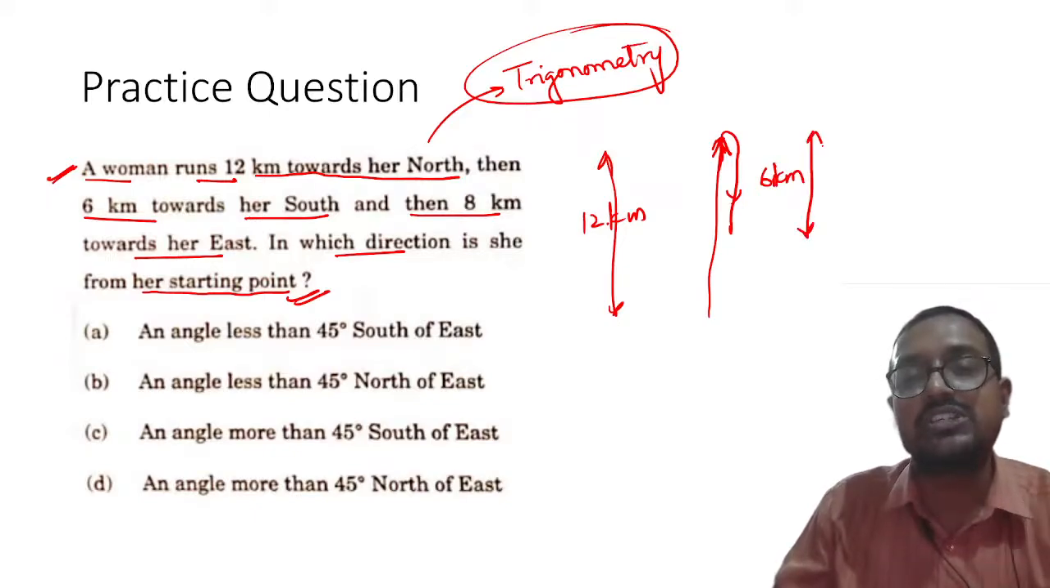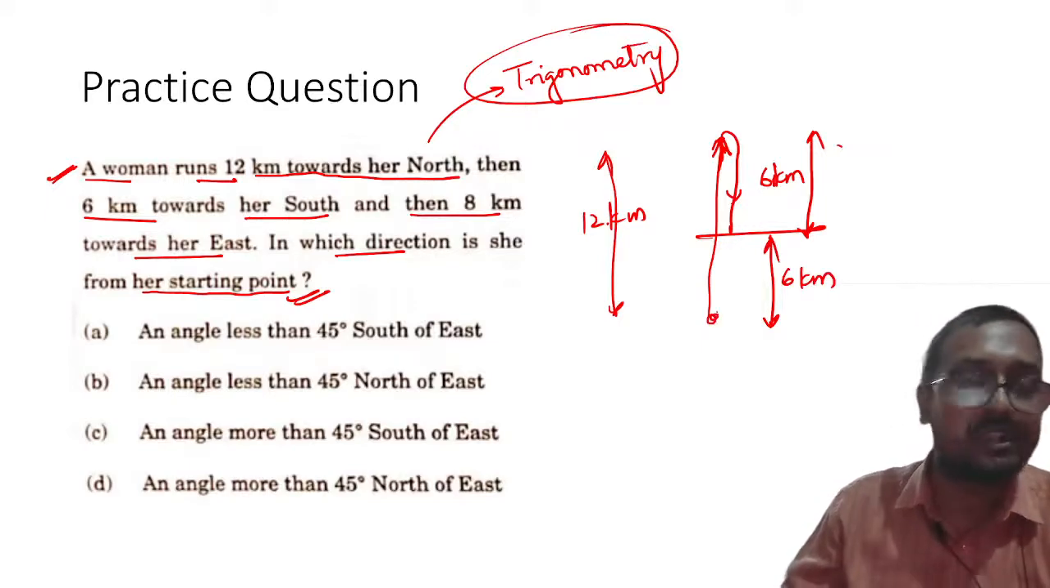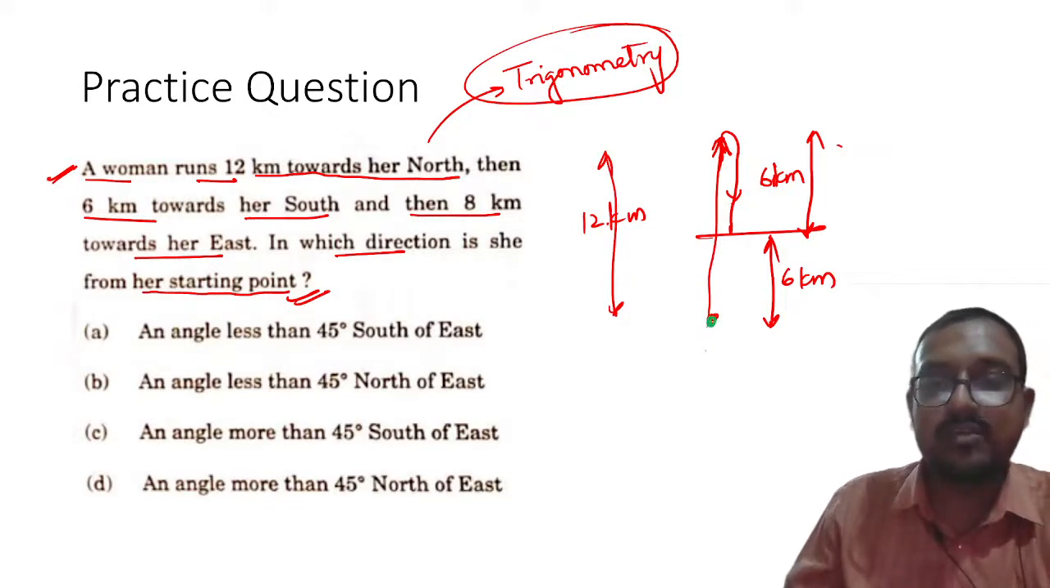So from the initial position, see, she is 6 kilometers away. She is 6 kilometers away. I hope everyone is getting this point. From the initial position, she is 6 kilometers away.